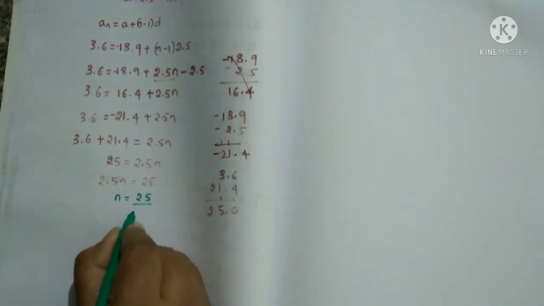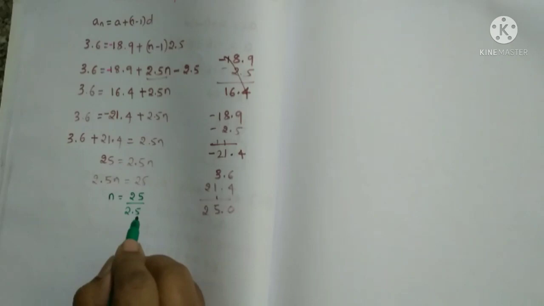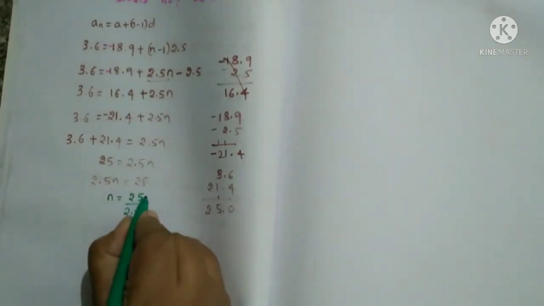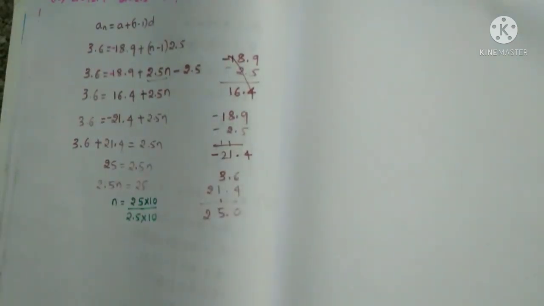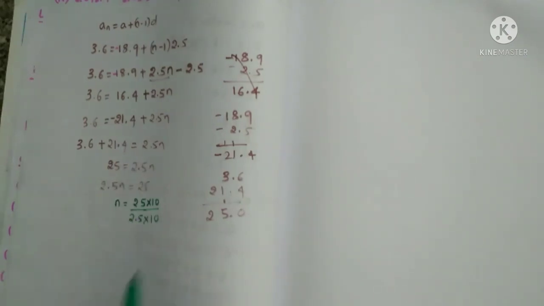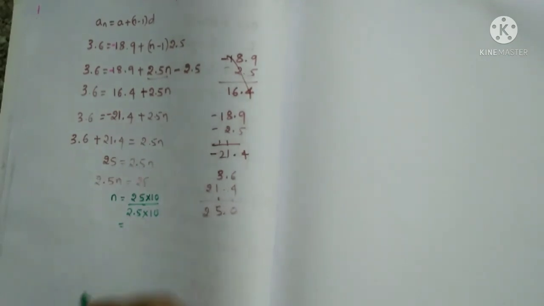25 divided by 2.5. See, if you know, directly you can do it. Otherwise, do one thing. Here in the denominator, after the point one place is there, means you have to multiply by 10. Suppose two places are after the point, then you have to multiply by 100 to remove the point. So I'll multiply 10 to numerator also, 10 to denominator also. Whatever you're multiplying to the denominator, you should multiply to the numerator also, because we should not change the number, but we want to remove this decimal.